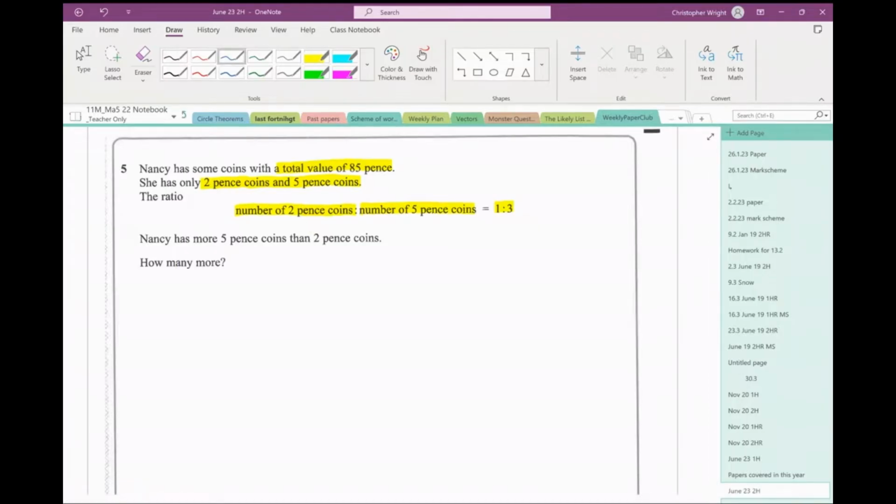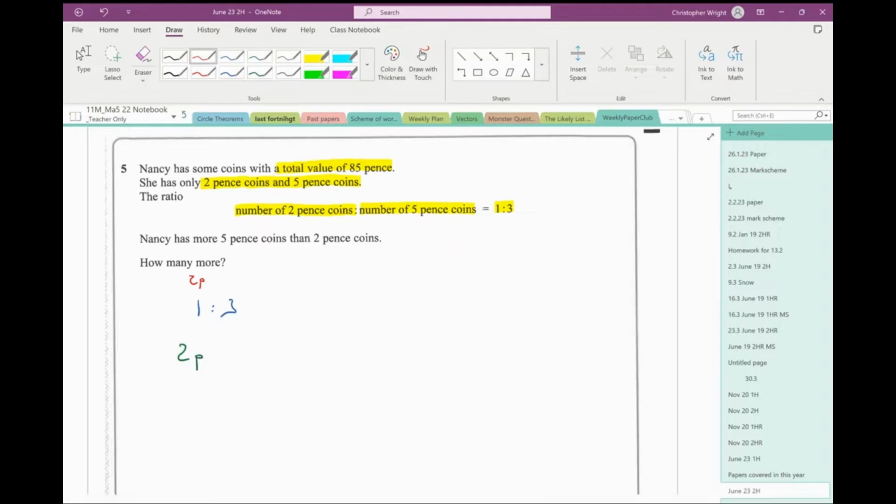Well, the number of 2 pence to the number of 5 pence is 1 to 3. So if we have a think about the value of those coins, that's a 2 pence coin. One 2 pence coin is worth 2 pennies.